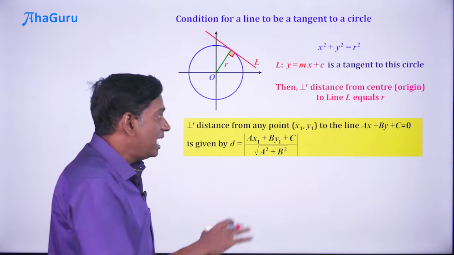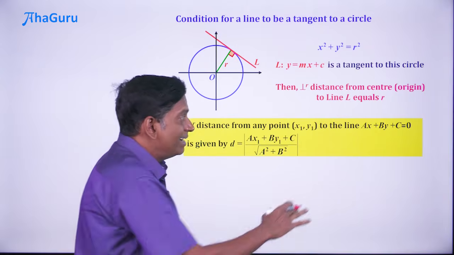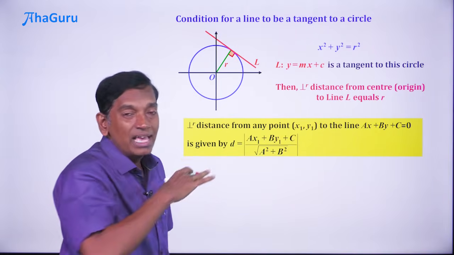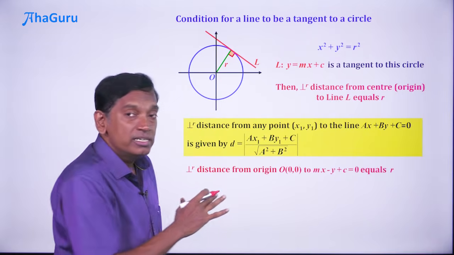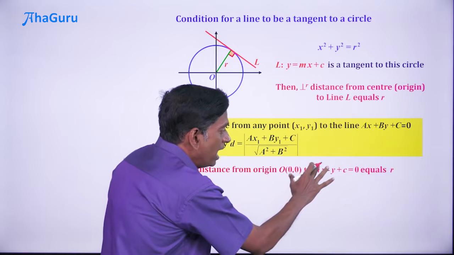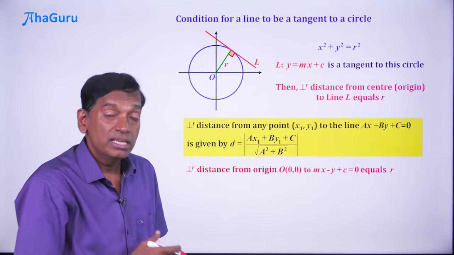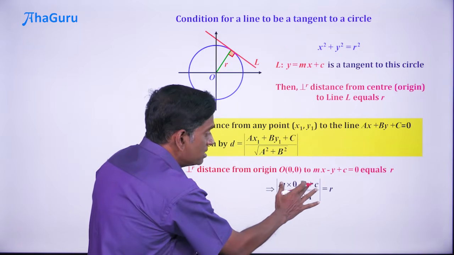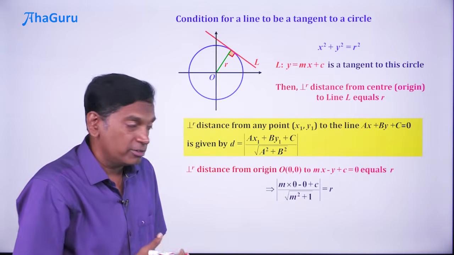Now here the (x1, y1) point is the origin (0, 0), and instead of ax + by + c = 0, we have y = mx + c. Therefore we can say that the perpendicular distance from the origin to mx - y + c = 0 equals the radius. If we apply that formula, we get (m into 0 - 0 + c) by the square root of m squared plus 1 squared, which is the perpendicular distance.